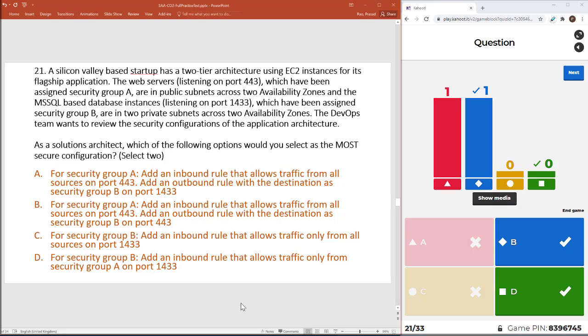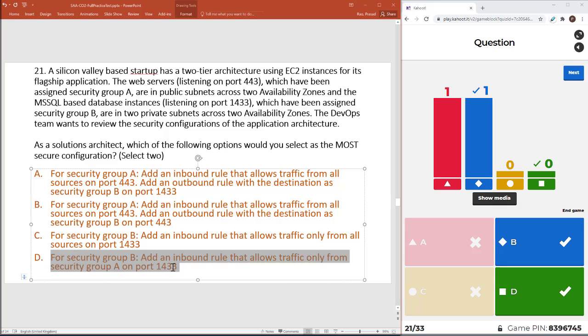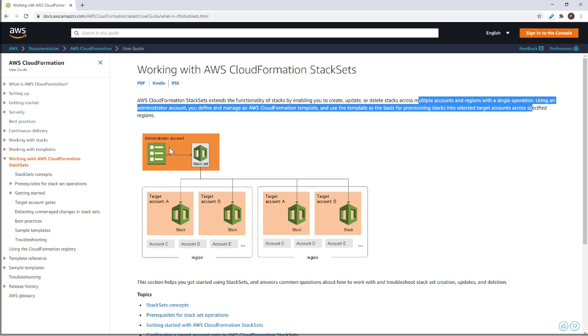Yeah, the correct answer is B and D. Again, this is about understanding the network traffic flow, how the security groups need to be configured. So one option that is 100% correct is option D, irrespective of reading anything that is there. So how should I show you this? This is something that I would like to explain to you in more detail.